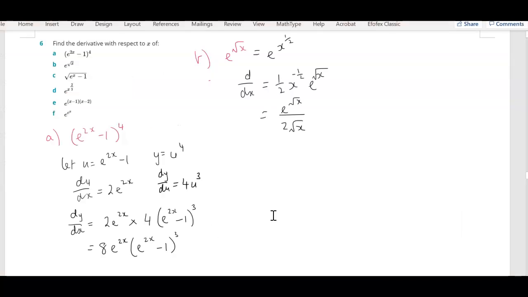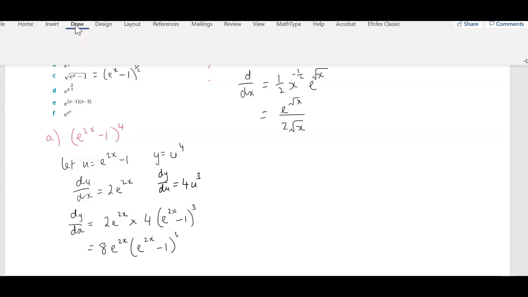Okay, question C, actually what I might do is I might just write next to it that you can use the chain rule. I don't want to keep doing ones that you can probably easily do on your own. So remember the square root is the same as the power of a half. So you let u equal e to the power of x minus 1. Let's skip to e because d I feel like you can do.